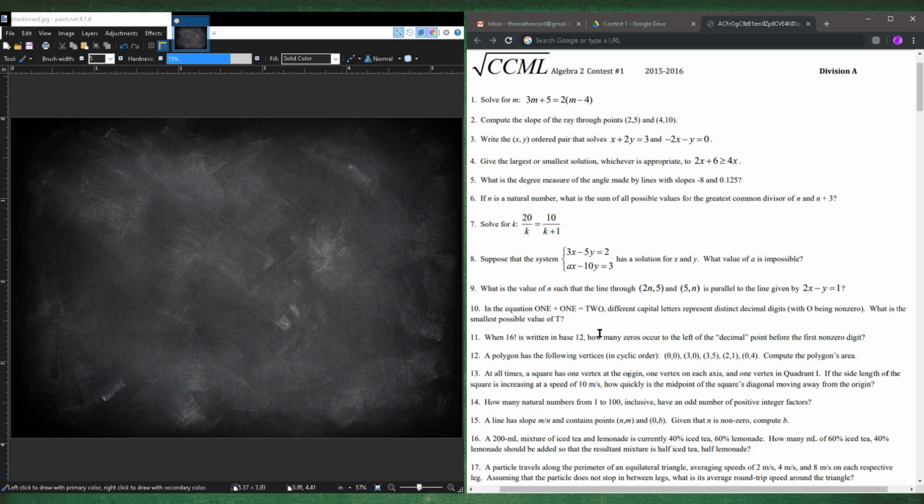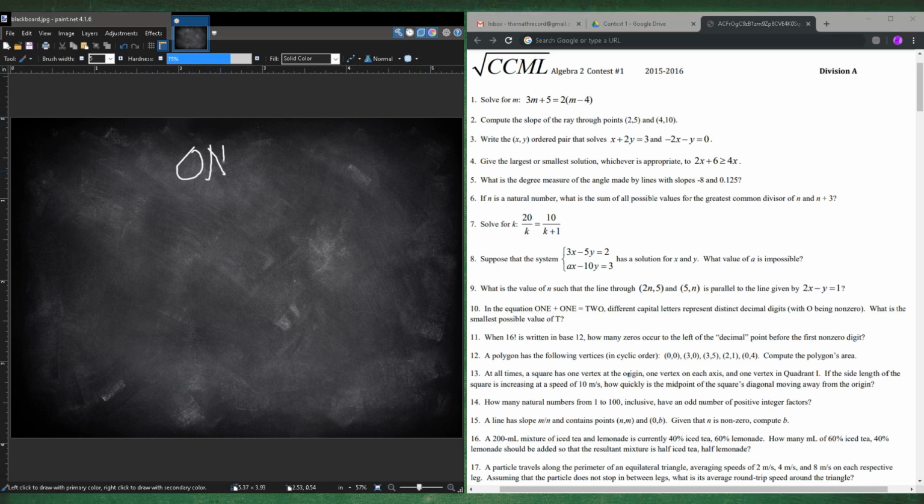Question 10. In the equation ONE plus ONE equals TWO, different capital letters represent distinct decimal digits, with O being non-zero. What's the smallest possible value of T? Okay, so we have ONE plus ONE is equal to TWO, so it's like this. Usually I just write it from up to down, not left to right.